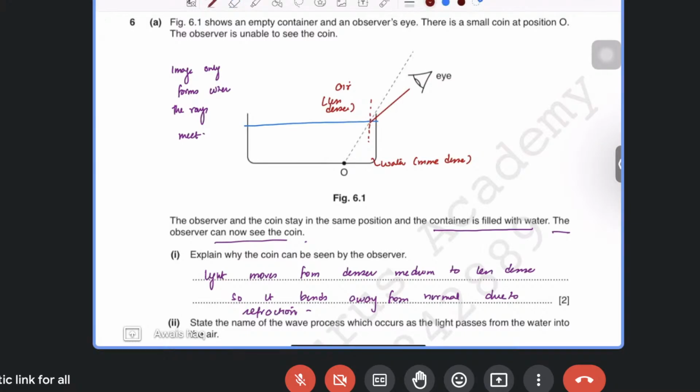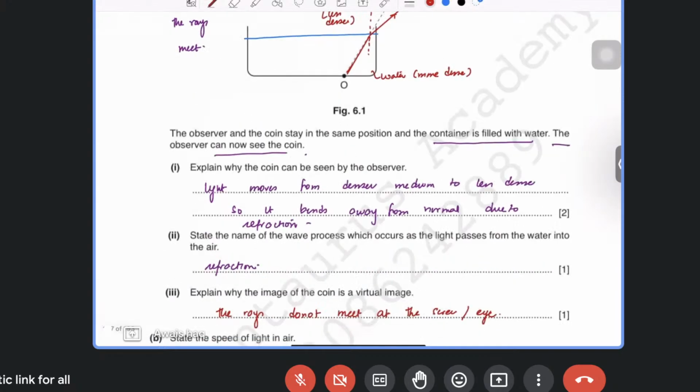Yes, sir. Okay, Shavis. Then the next thing is that's what I've written. The light moves from more dense to less dense and bends away from the normal, so due to refraction. Then it says, what is the wave process? That's refraction. Explain why the image of the coin is virtual.